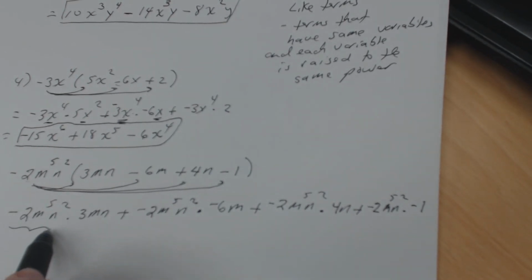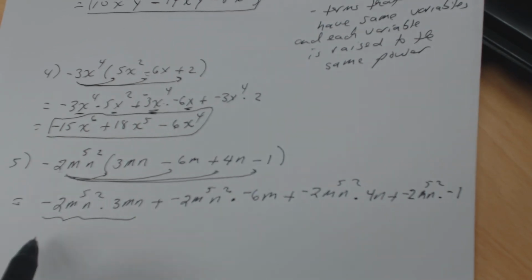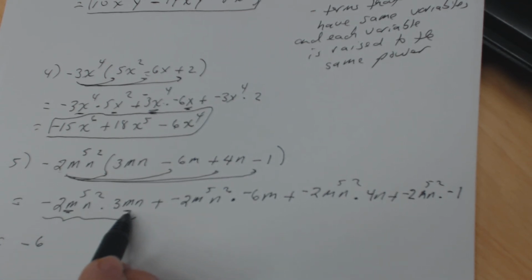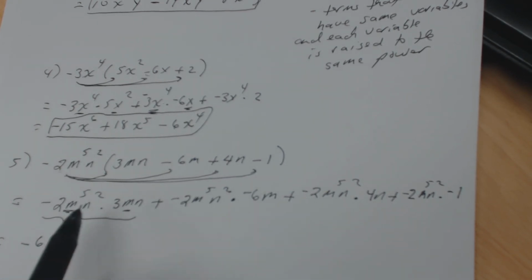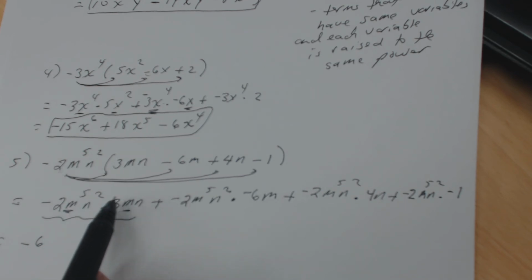All right, so let's do this one first. A negative 2 times a positive 3 is a negative 6. M to the fifth times m, so the product rule for exponents: when you multiply like bases, you add exponents. 5 plus 1 is 6, so that becomes m to the 6. N squared times n to the first is n cubed. So that's what this becomes.